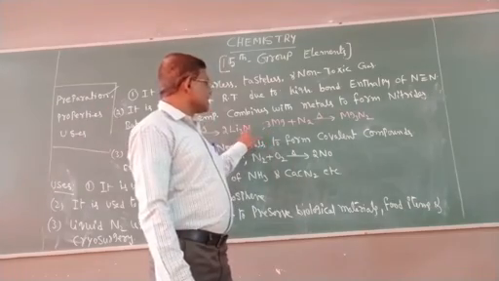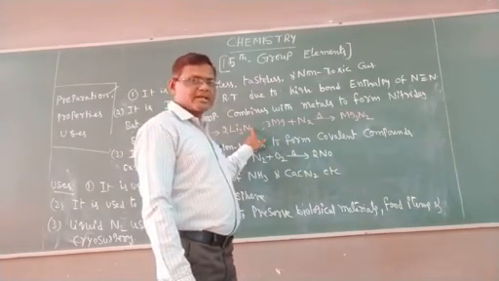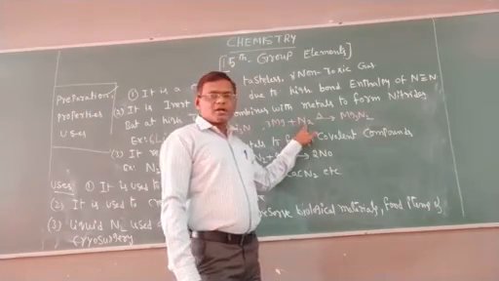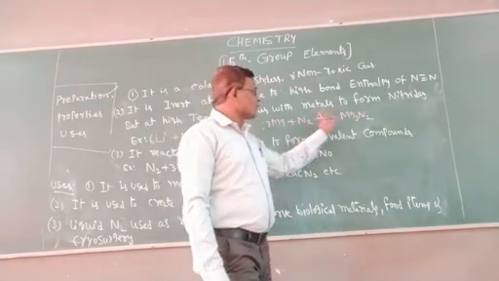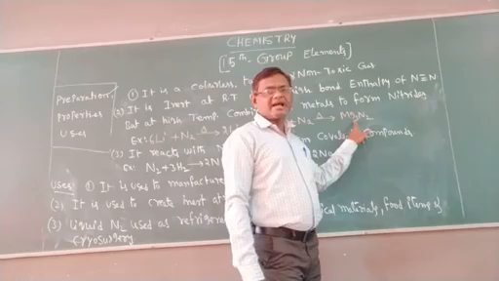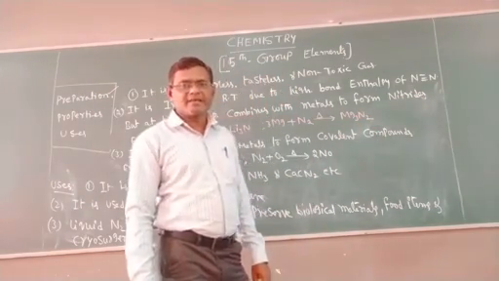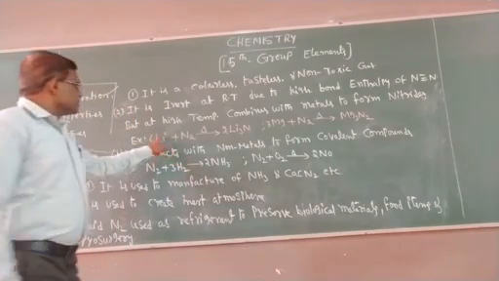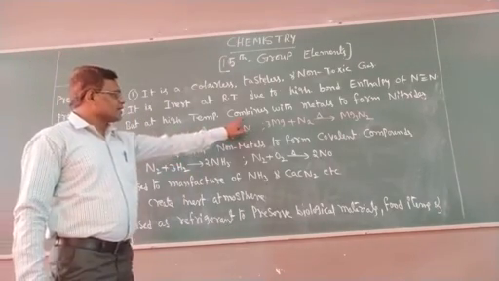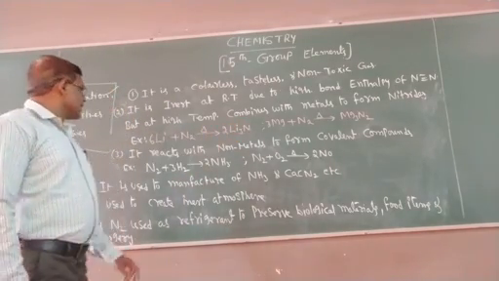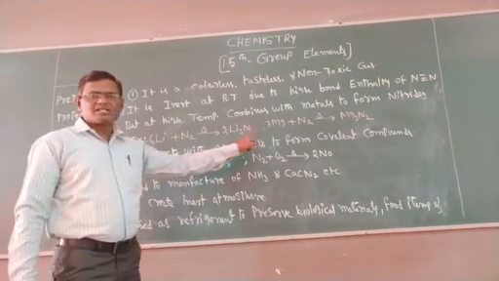In lithium nitride, nitrogen oxidation state is how much? -3. Like that, nitrogen combines with magnesium metal, and the compound formed is magnesium nitride. In this compound also the nitrogen oxidation state is -3. So these are examples where nitrogen combines with metals, and it combines with non-metals also.